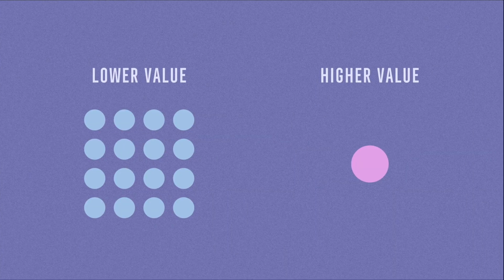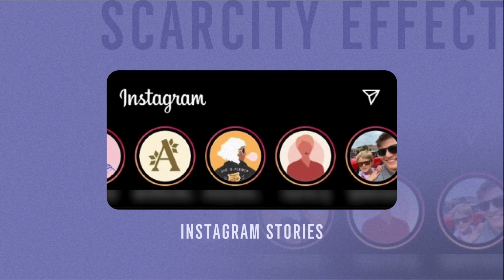Scarcity Effect. Scarcity effect is the mental shortcut we take that places a higher value on an object that is scarce and a lower value on those that are in abundance. Instagram stories are a great example of this effect in use. By making stories available for only 24 hours, scarcity is created. Users feel the rush to tap and view them because of the fear of missing out.